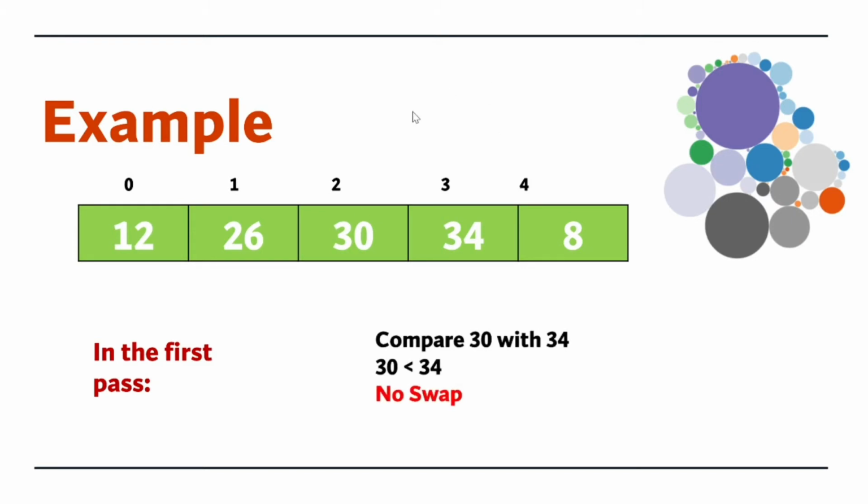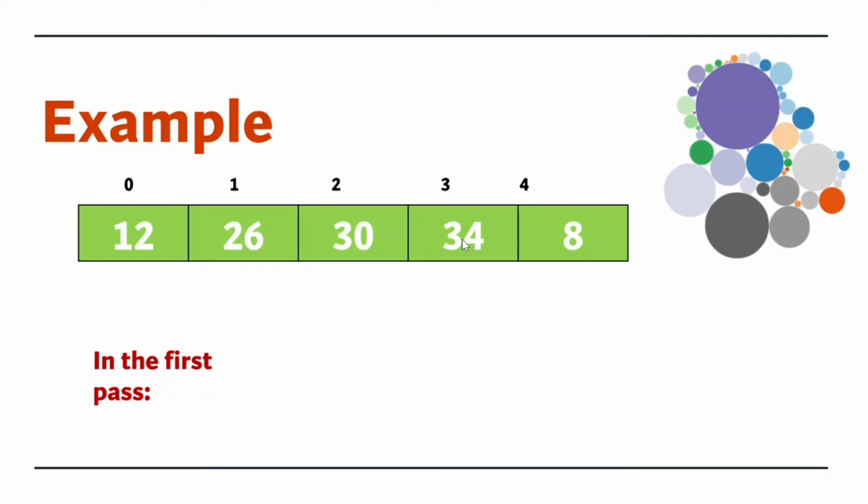Now there will be a comparison between the next two indexes, right? So now 30 will be compared with 34, right? And you can see it is correct. These two numbers are already correctly sorted. 30 is on the left, 34 is on the right, right? Then advance one step ahead, right? So 34 will now be compared with 8. Now this is wrong. 8 should be in the leftmost position. So swap 8 and 34.